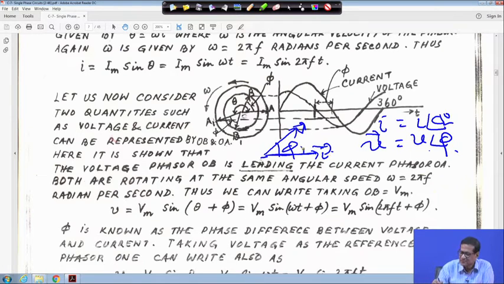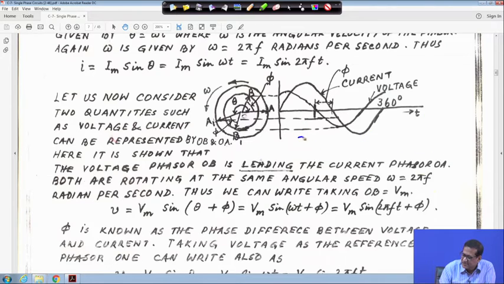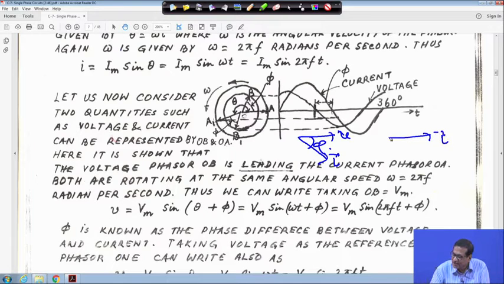Or, the other way, if you take V as the reference, this is my V and this is my I, and in this case the angle is also phi. You just rotate this by angle phi, so V comes to this position and I moves. Again, I lags V by an angle phi, or V leads I by phi. Same thing here: V is leading I by phi, or I lags from V by phi. This is the idea of leading and lagging.